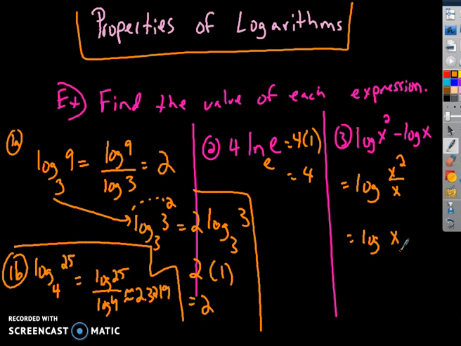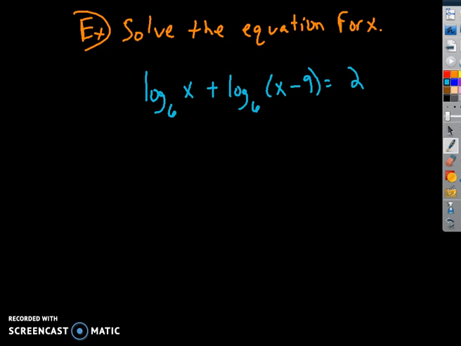All right, enough of that. One last type, and then we're done talking. In this one it says solve the log equation, solve the equation for x. I love this question because for one, it deals with our properties on this side. Our one property says that addition means multiplication. So I can rewrite this as log base 6 of x times x minus 9, and that's equal to 2.